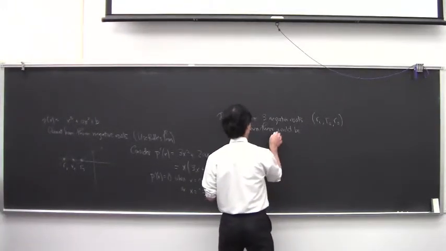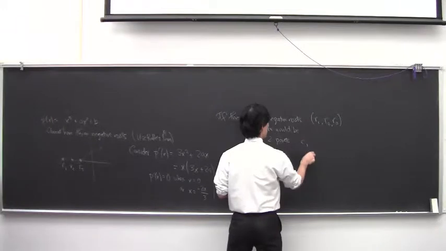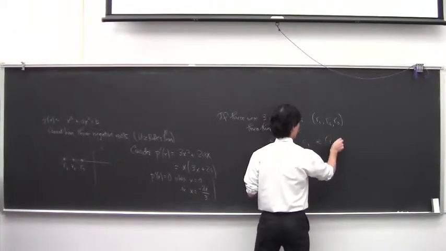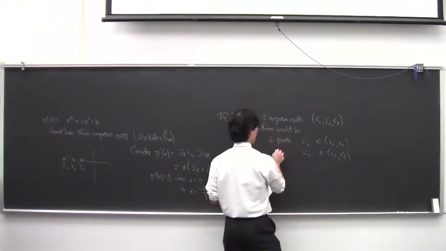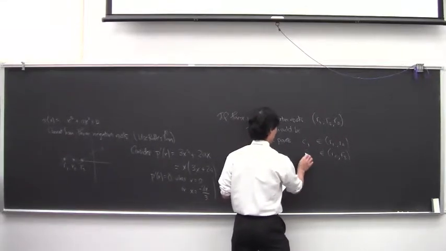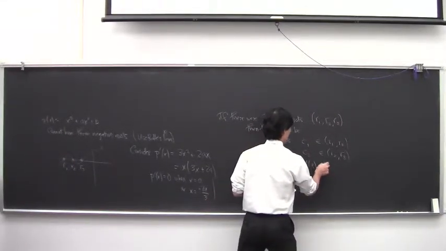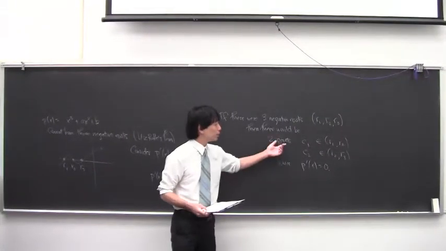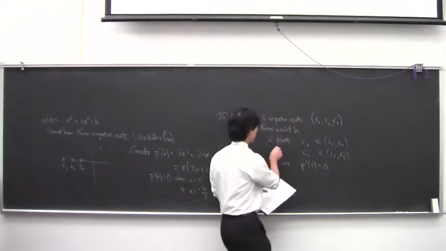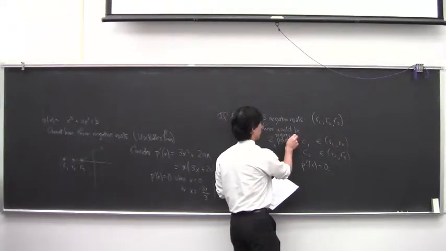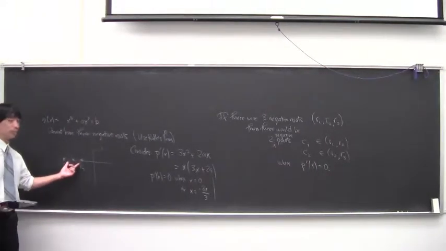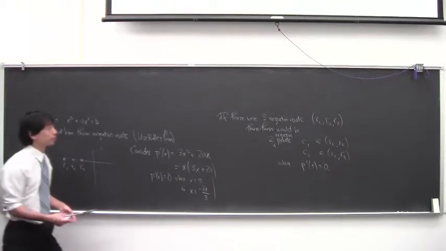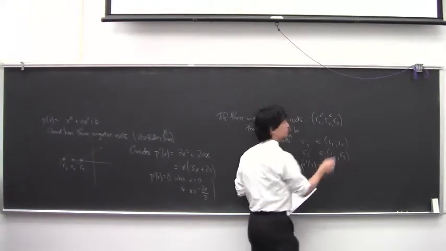Then there would be 2 points, C1 in between R1 and R2, and C2 in between R2 and R3, where p prime of x is 0. Right? There would be 2 points where p prime is 0, and in fact there would be 2 negative points, because C1 and C2 are before R3, if we put them in order like this.